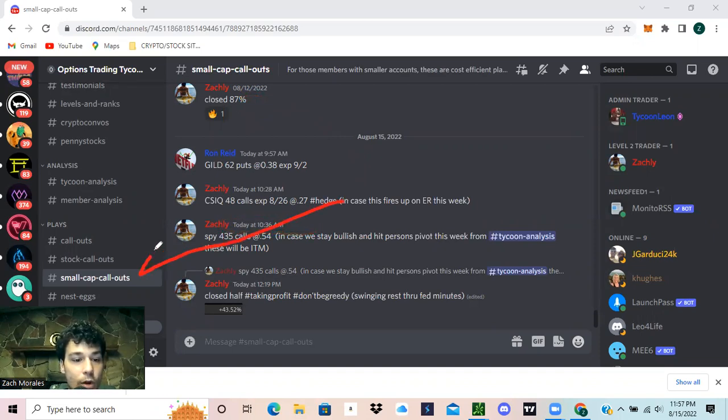Okay, so this is the small cap call outs, meaning that each one of these call outs is typically below $200. We have a stock call outs tab and a regular call outs tab where most of the option call outs are above $200. So whether you have a large account and you're looking to throw 10,000, 50,000, $100,000 into a play, or you have a smaller account and you're looking to find option contracts that are $200 or less per contract, this is a way for you to be able to do that, right? We have all of that in the Discord.